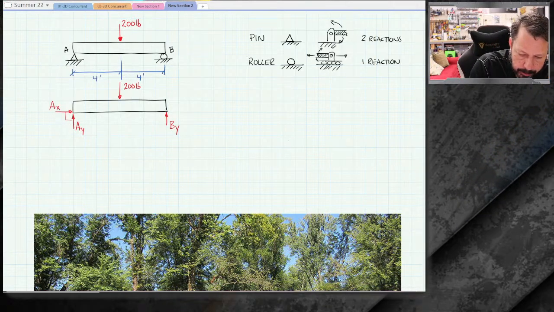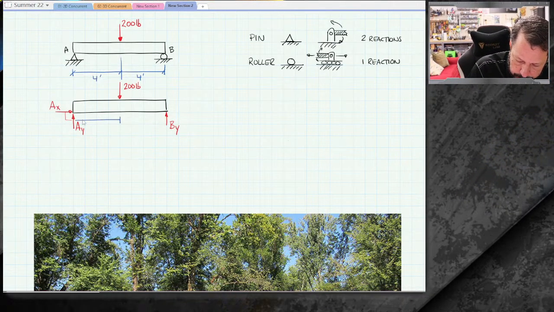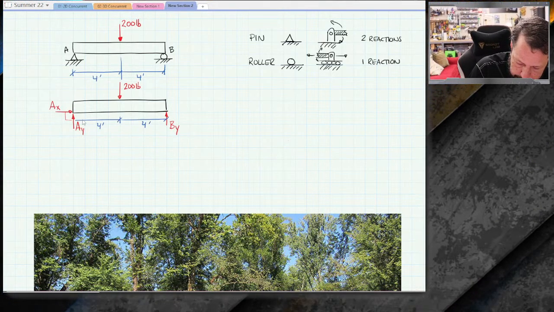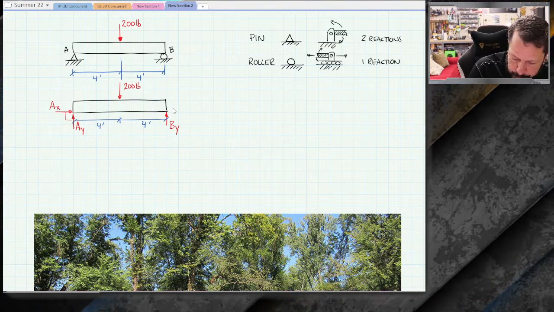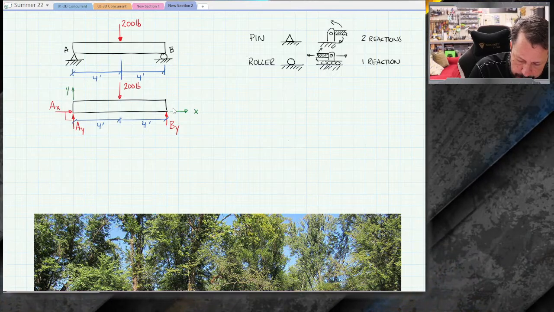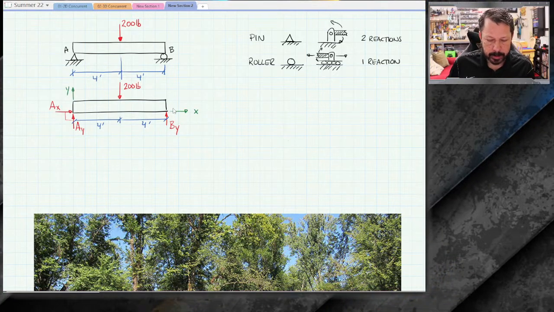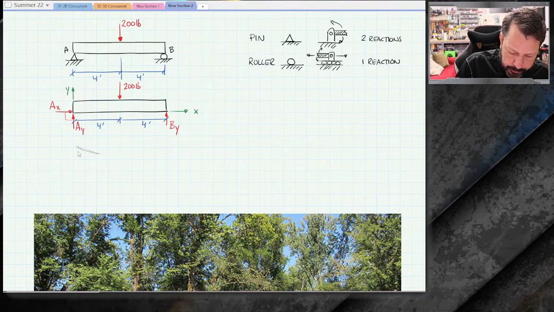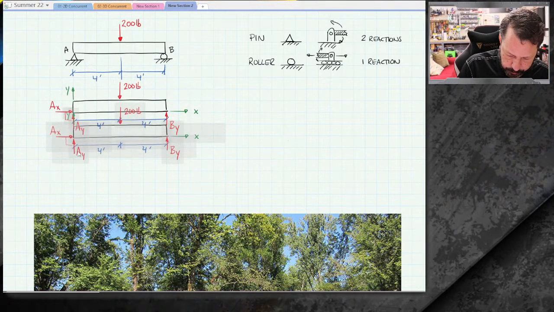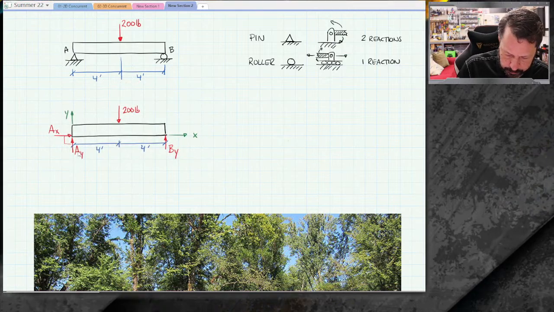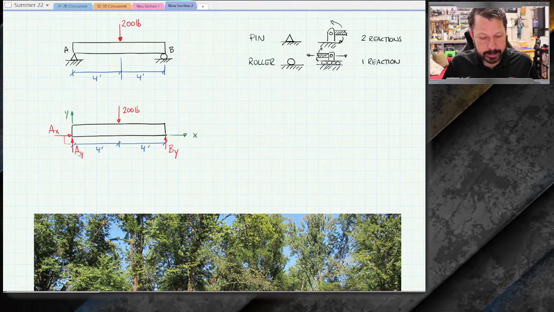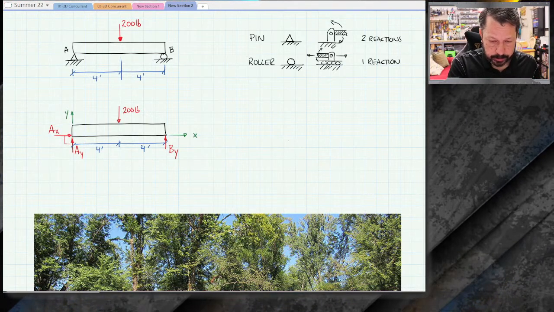Then to complete it, I probably should go ahead and put the 4 feet. I should also put in a coordinate system, although that's not as important, but that completes the free body diagram. So now I've got something more like a free body diagram. Let's see if we can get some room there. There we go. What I can do with this is take all of my equilibrium equations.